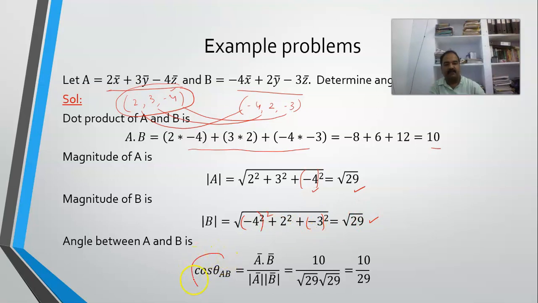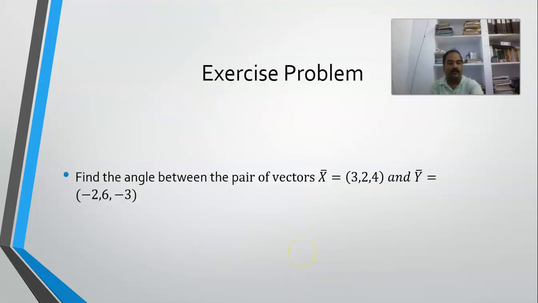So cos theta AB, as we have seen in the last formula, is the dot product of these two vectors, whose value is 10, divided by the magnitude of A into the magnitude of B. So 10 by square root of 29 into square root of 29 is 10 by 29. I hope now you will be able to solve this kind of problem. Try this at home and come back to the next class.